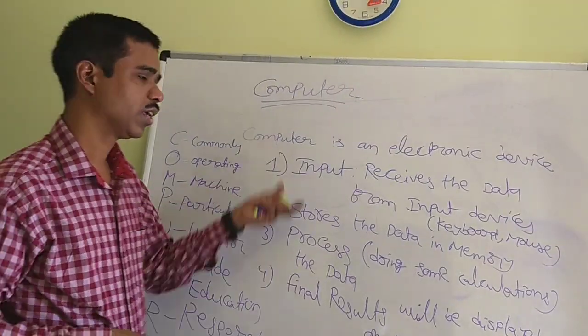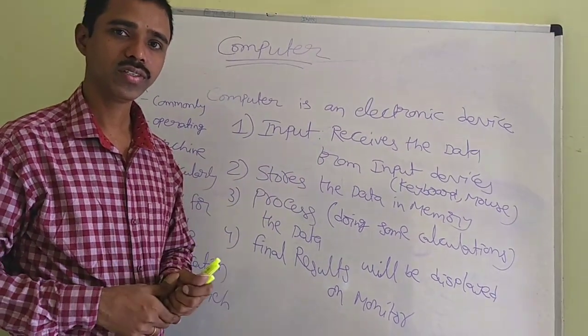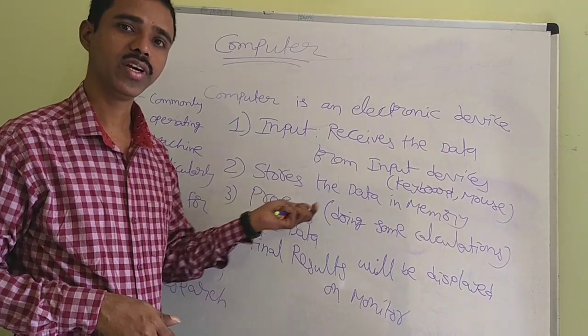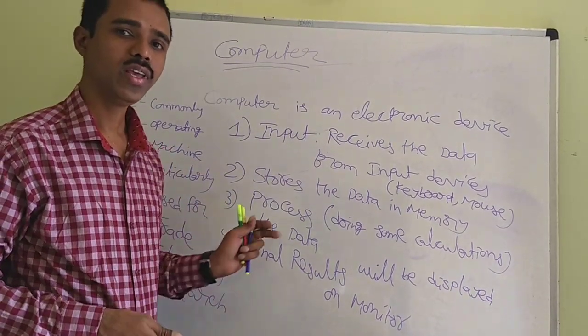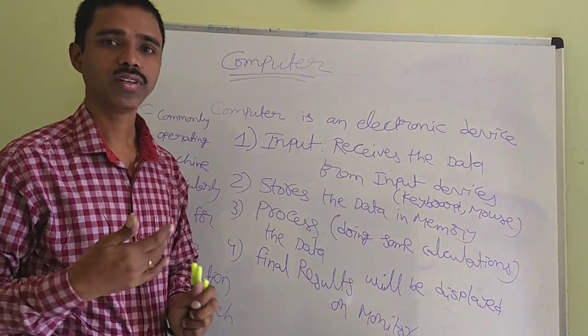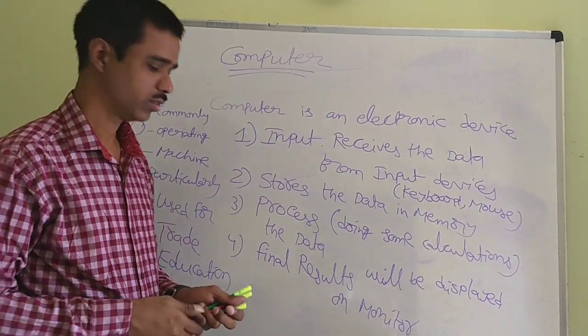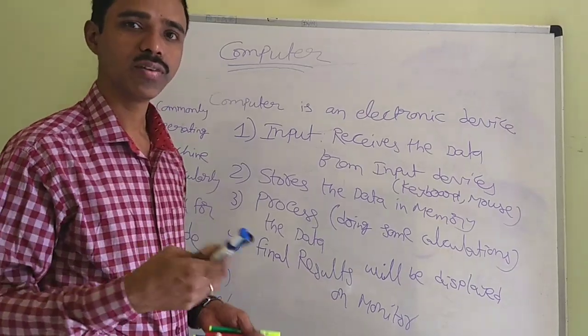Coming to the technical definition, computer is an electronic device which receives the data from input devices such as keyboard and mouse, processes the data, stores the data, and finally displays the final results on the output screen. That output screen we call a monitor. Now coming to the applications of computers.